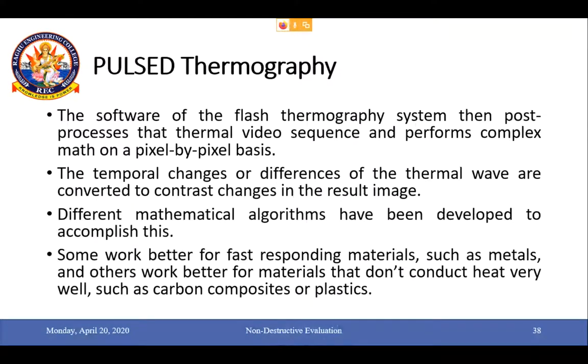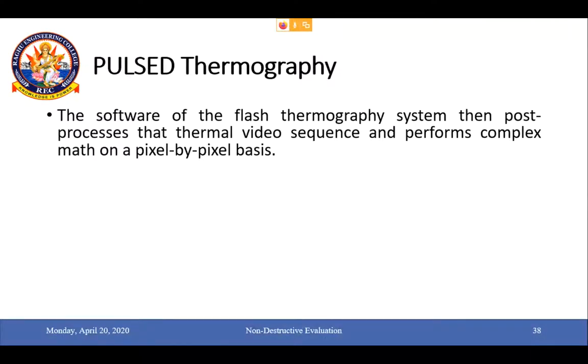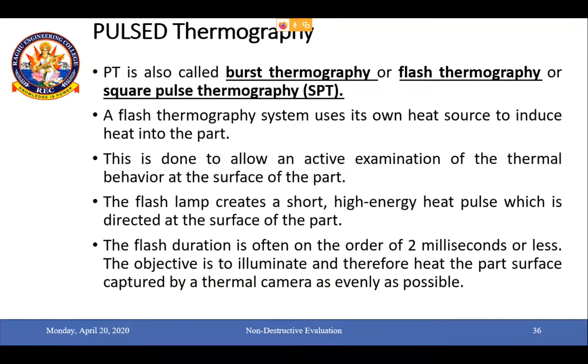So let me go back and quickly revise what exactly happens here. In your pulse thermography, you are going to use an external excitation source, which is your flash. This flash is going to be focused for a very small duration. For conductive materials, it is very, very less, 2 milliseconds or even less than that. And for non-conductive materials, it will be varying from a couple of seconds to maximum a couple of minutes. But for a regular, very good conductive material, it will be a very short duration.